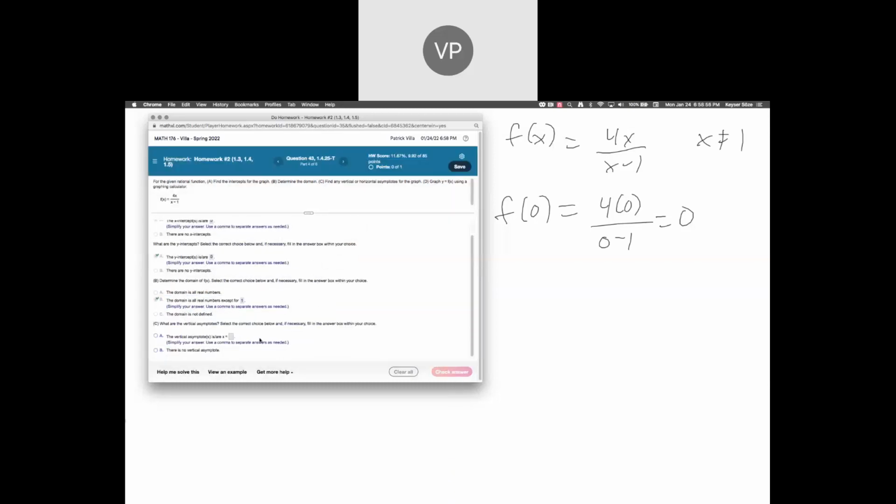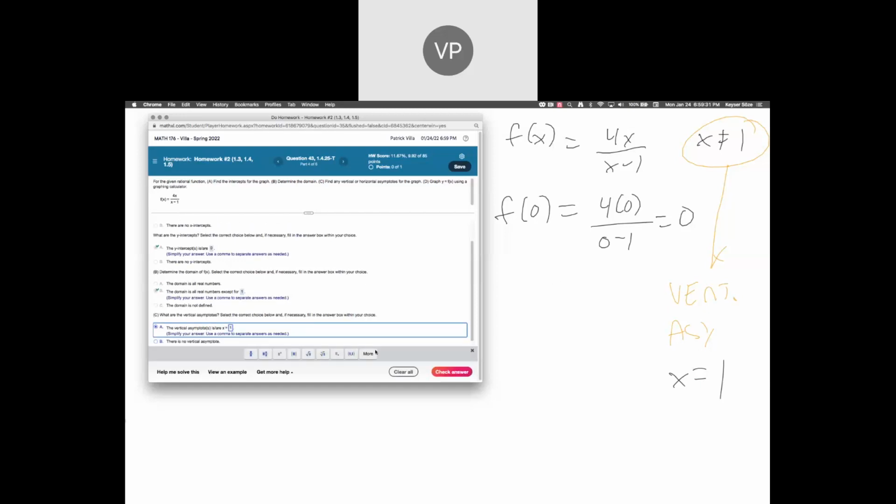Okay, and then part C, what are the vertical asymptotes? Remember, the domain correlates exactly to the vertical asymptotes. So whatever you cannot have is going to be the vertical asymptote. x equals 1. The exception is when you factor the top and bottom and something cancels off, then those are no longer vertical asymptotes. But if you factor everything and whatever makes the bottom still equal 0, those are your vertical asymptotes. So we're going to get that x equals 1 again.